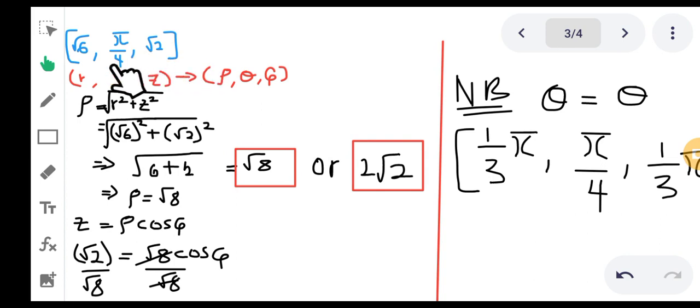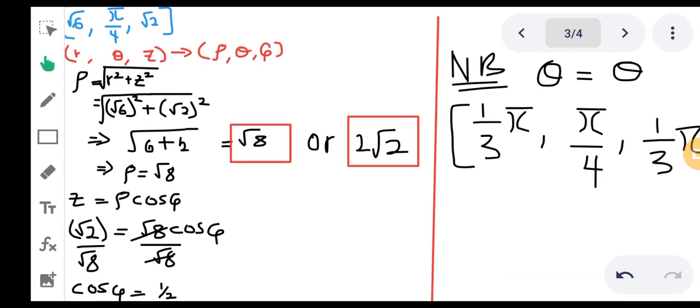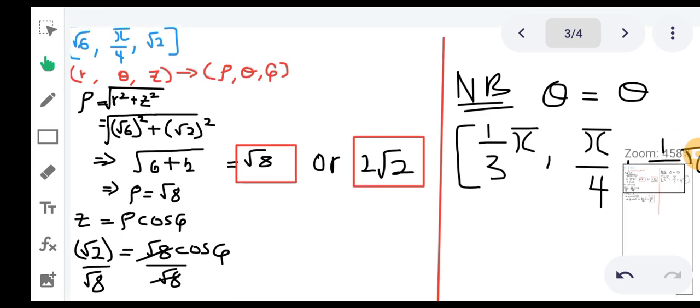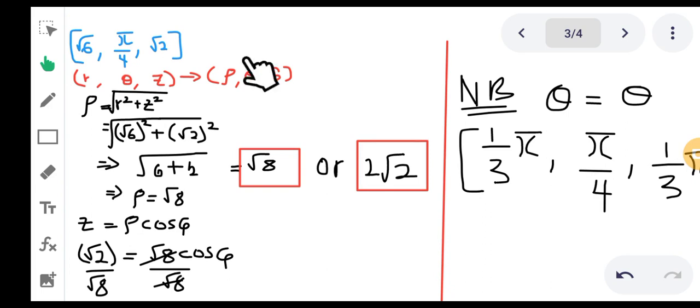So this is a cylindrical coordinate system. As we can see, this is radius r, this is theta, and this is z. And we are converting it to rho, theta, phi. This is the sphere and this is the cylindrical system. We proved in my previous lessons that rho is equal to the square root of r squared plus z squared. So the idea is that we want rho, theta, and phi. Just relate the formulas and find your rho, find your theta, then find your phi.